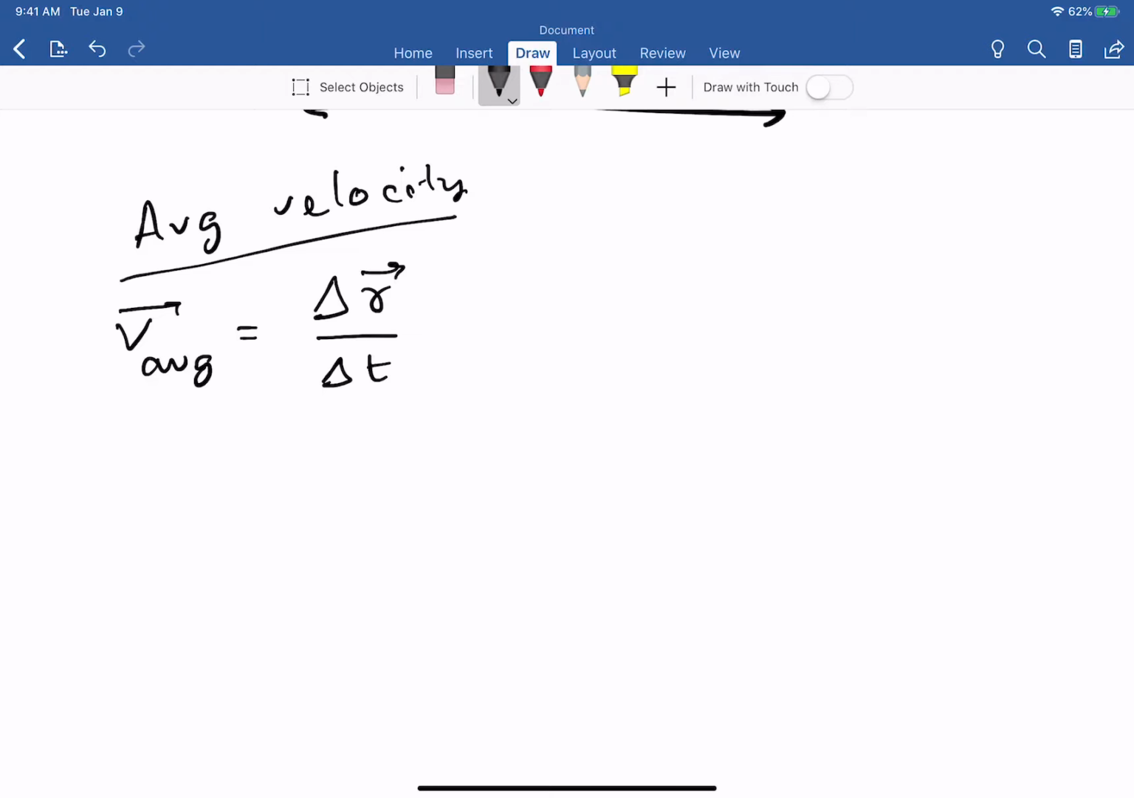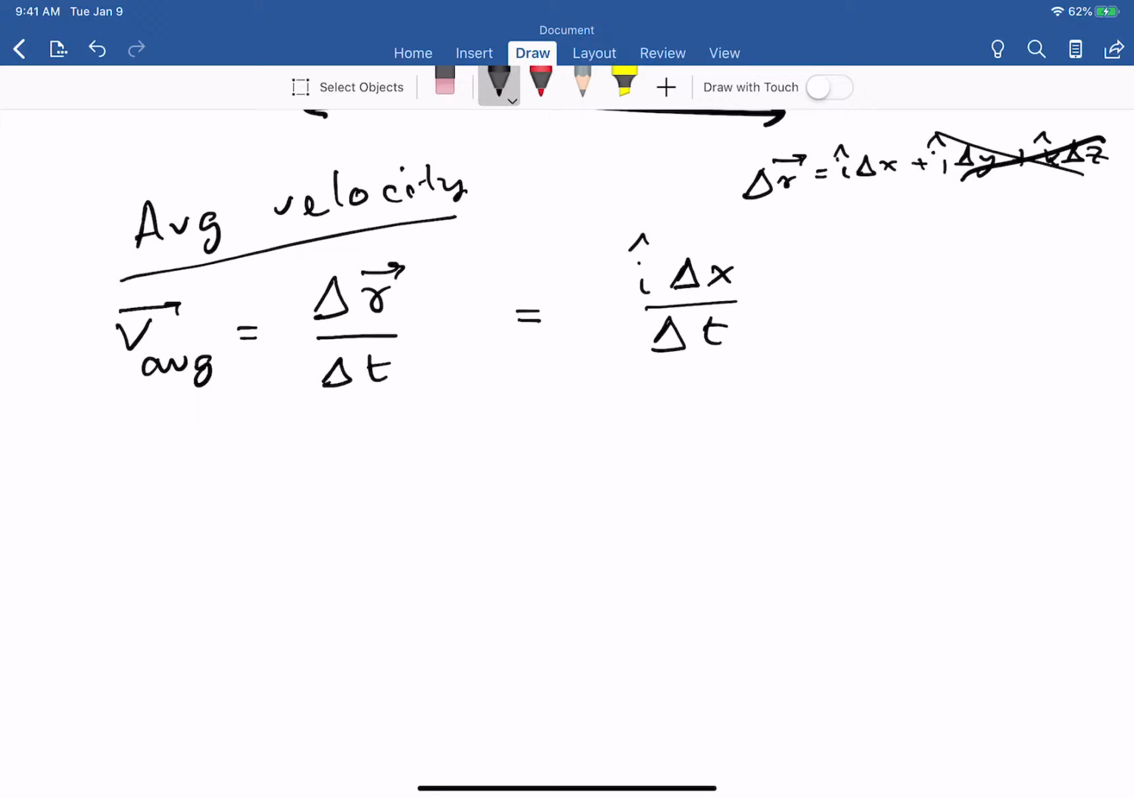So in one dimension, we've seen that delta r is just i hat delta x. This is something we discussed in the last class as well. We saw that delta r in general is i hat delta x plus j hat delta y plus k hat delta z. So in one dimension, you don't have these delta y's and delta z's. And so delta r is just i hat delta x, divided by delta t.